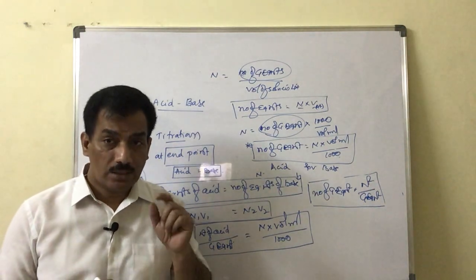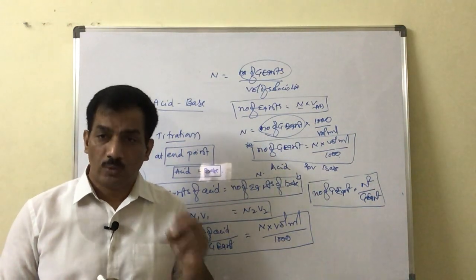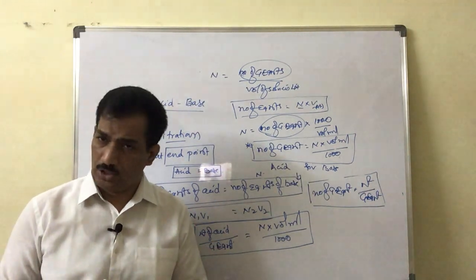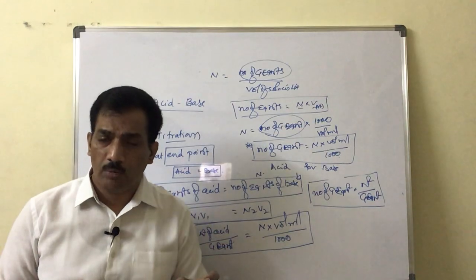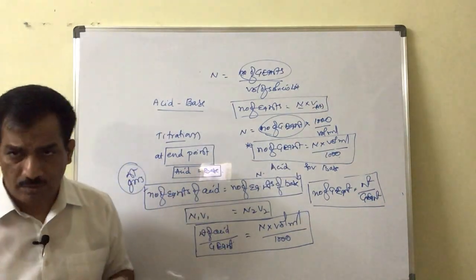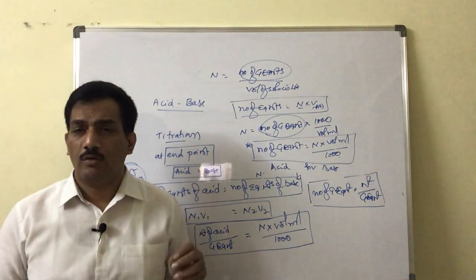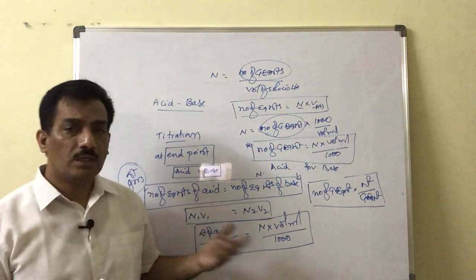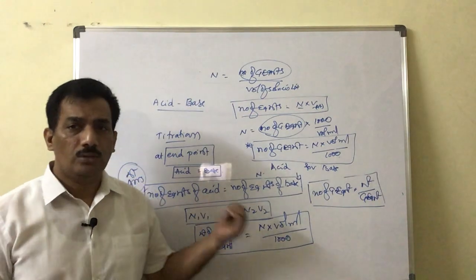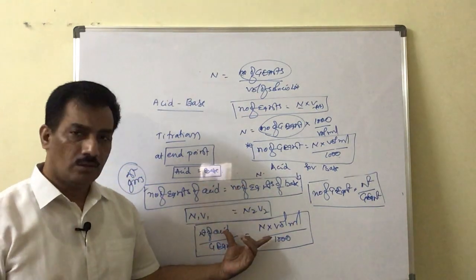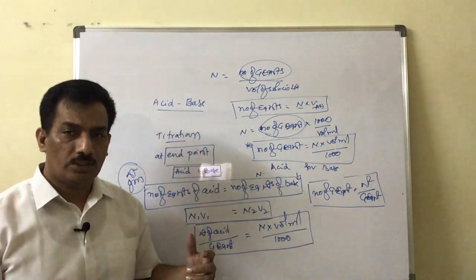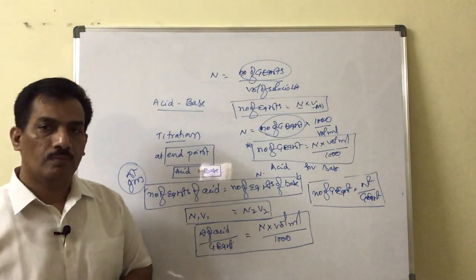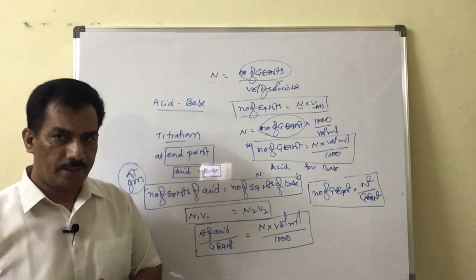For strong acids and strong bases, the neutralization point is nothing but the equivalent point. At that equivalent point, the number of equivalent weights of acid is equal to the number of equivalent weights of base. And from the given data, we convert the weights or normality into number of equivalent weights like this. So at neutralization, we can use this formula. I think now you got the idea.